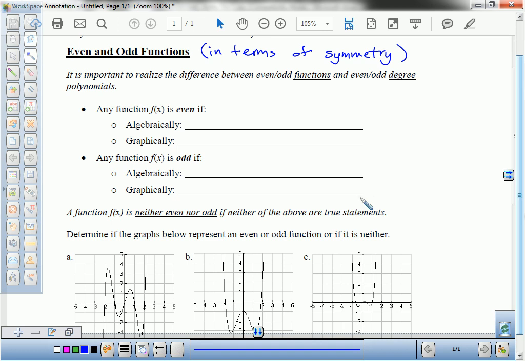What we do algebraically, whenever we're trying to determine symmetry, is plug in the opposite of x into our function. If we get out the original function, so what this means is we're plugging in the opposite and we get out the original function, then we say that function has even symmetry.